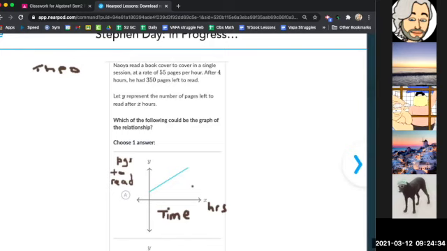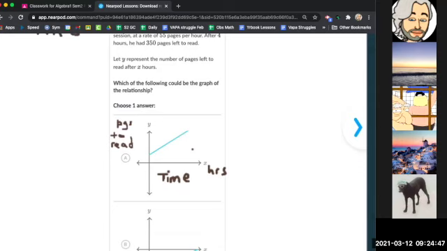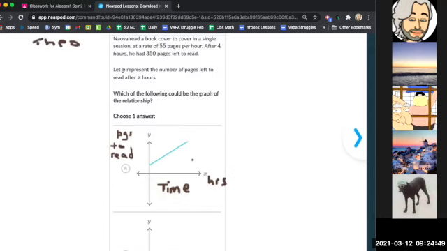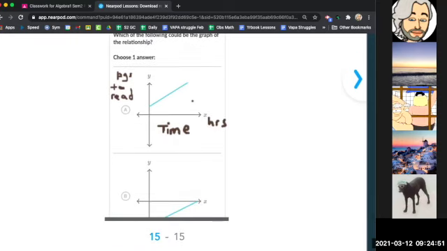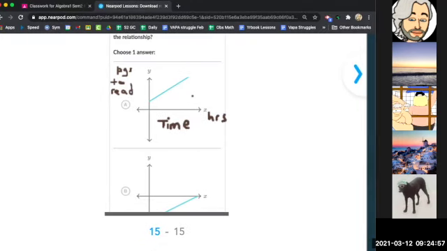So now we know that there were 570 pages to read at the very beginning, but now we're looking after 4 hours. This graph is starting after 4 hours, and there's 350 pages left to read. Which graph is going to be the best graph here? Is it possible that this graph could have a negative y-intercept? This one down here has a negative y-intercept. Is that possible in this graph?